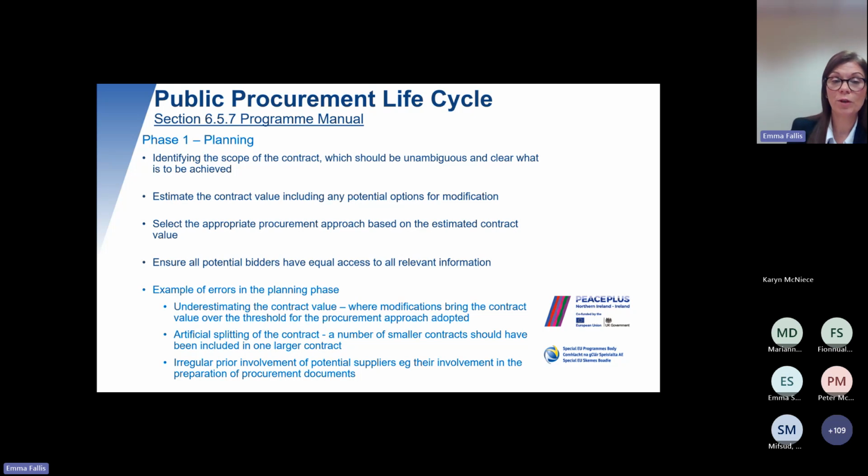Irregular prior involvement of potential suppliers also can be a situation which can occur where you've involved somebody in the maybe market research and then also involving them in the preparation of the tender documentation. You need to ensure that anybody involved in the initial fact finding is not involved in the tender documentation preparation.